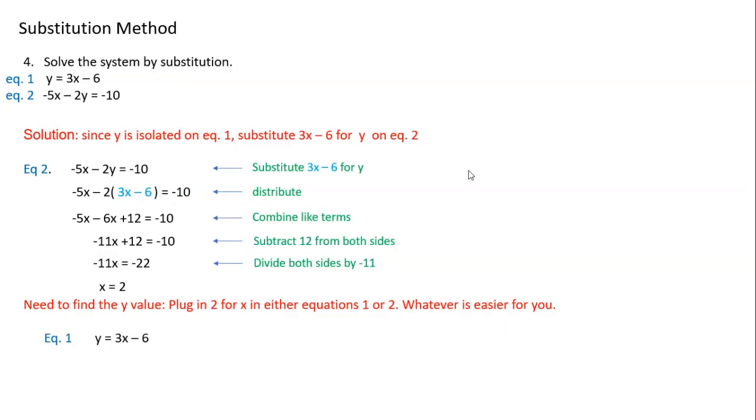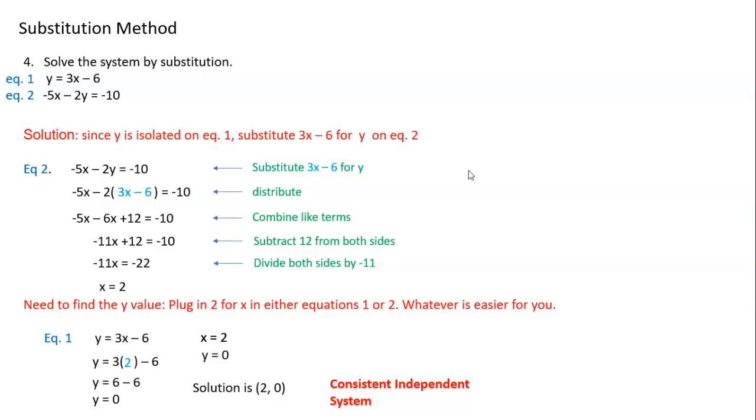All right, so again, I'm going to use the first equation to get my y value. So again, everywhere I see x, I'm going to replace it by 2. So I plug in my 2. So 3 times 2 is 6. 6 minus 6 is 0. So my y value is 0. So the solution using the substitution method for this system is going to be x equals 2, y equals 0. Again, my ordered pair is 2, 0. Okay, so this is the substitution method.